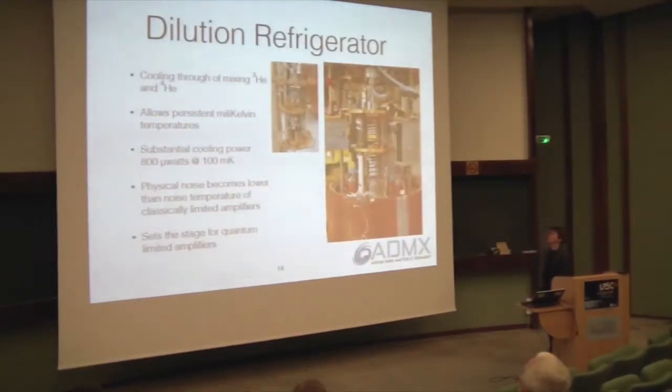One of the primary upgrades of our experiment in this last and now current run was adding the dilution refrigerator. This is a refrigerator that cools through mixing of helium-3 and helium-4 in a cyclic way, and it allows for persistent millikelvin temperature. We had a custom-made fridge from Janis Research Systems with a very strong cooling power of 800 microwatts at 100 millikelvin. This is so the fridge can handle the loads of the huge thermal mass of the cavity, as well as all the electronics up to the top.